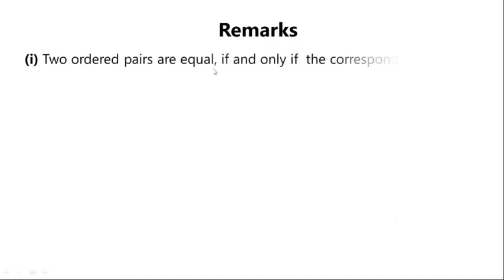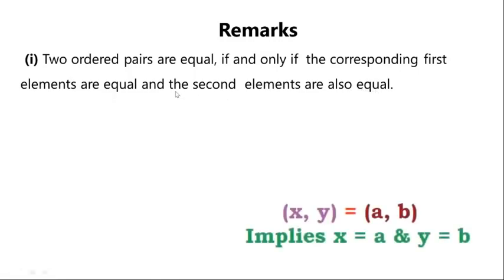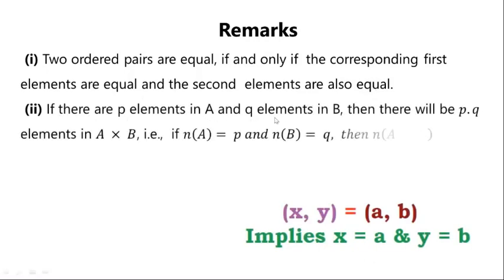Next we have a few remarks. First remark, two ordered pairs are equal if and only if the corresponding first elements are equal and the second elements are also equal. We have it in the note. Second remark, if there are p elements in A and q elements in B, keep in mind again A and B are well defined sets, there will be p into q elements in A cross B.